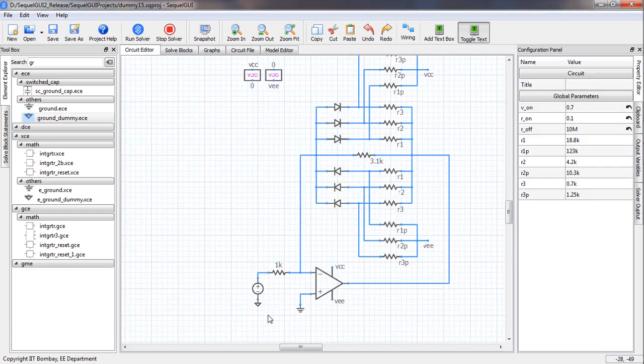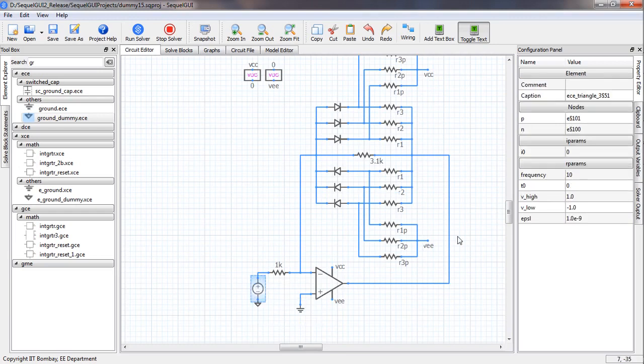Let us set the parameters for this triangle source now. So click on it, and frequency, let us say 250 Hertz. The high level, let's say 5, and low level could be -5. So we have a 10 volts peak to peak triangle source with frequency 250 Hertz.